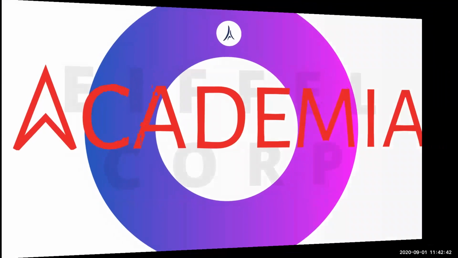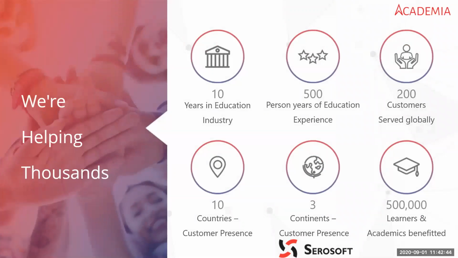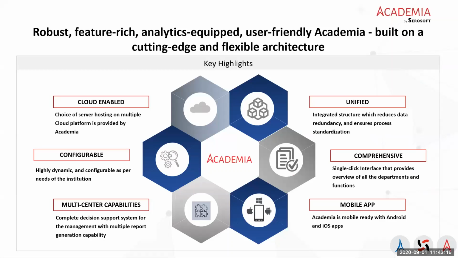Okay, so I think let's get to academia and see where that fits into your picture before we specifically look at the cost effectiveness of academia. Academia is a system designed by Cerosoft, whose headquarters is based in India, but also a company with 50 years of experience and a lot of experienced personnel. Academia has been in the industry for 10 years. They have 200 customers globally, so there's a far reach. It's not a new system, but it's built on technology that makes it very new.